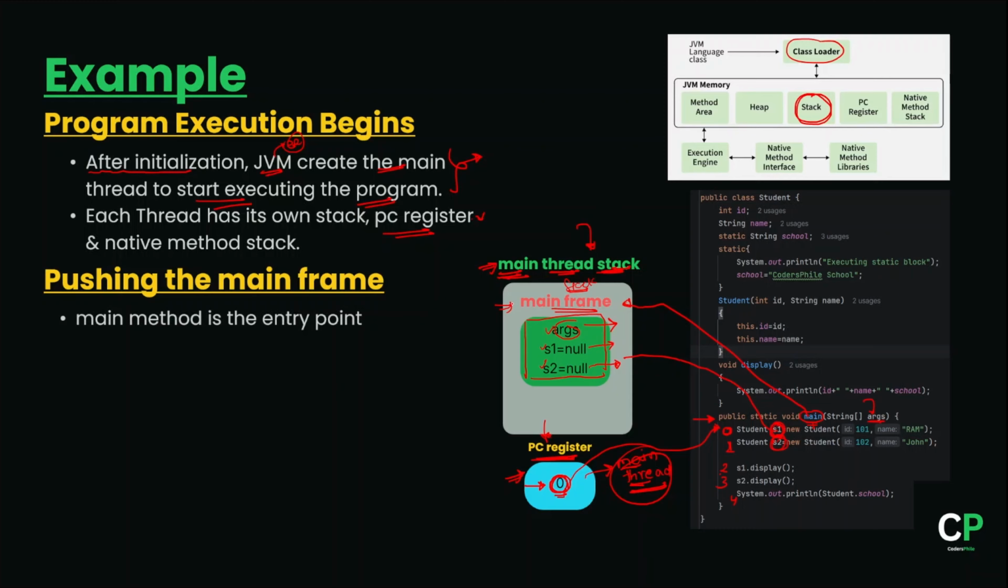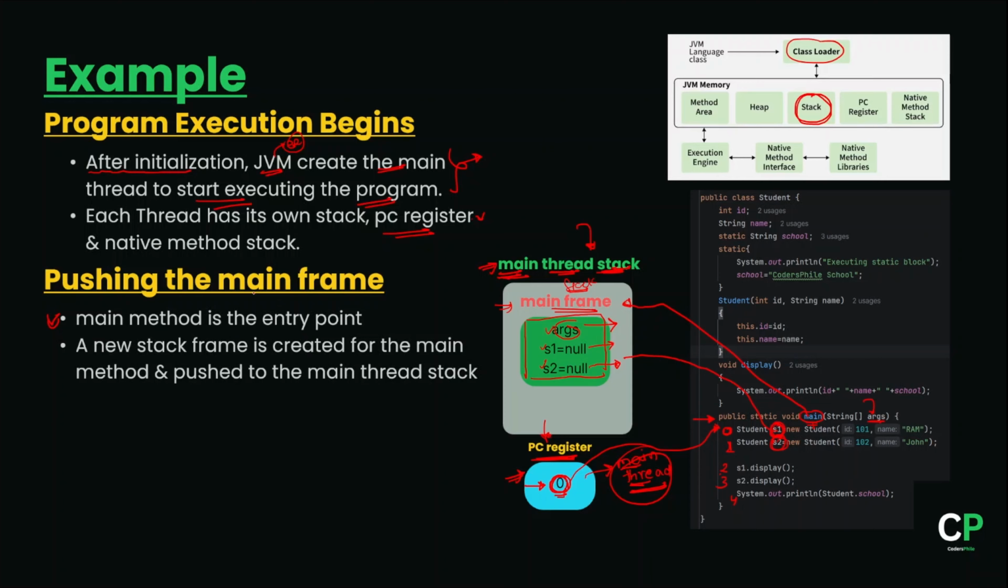Now, I have already explained that the main method is the entry point of the program. The main thread starts the execution of the program from the main method. Now a new stack frame, that is the main frame, is created for the main method and pushed to the main thread stack.